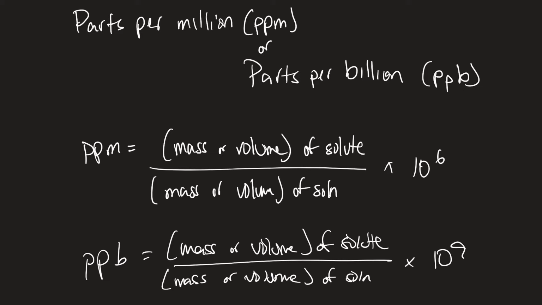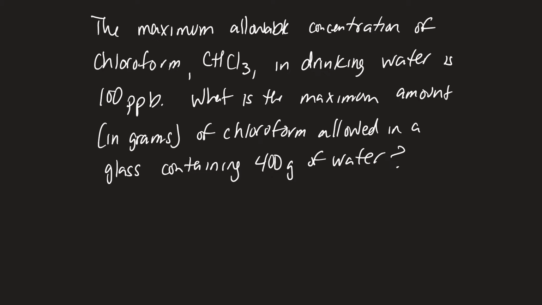Let's look at an example problem. The maximum allowable concentration of chloroform, CHCl3, in drinking water is 100 parts per billion. What is the maximum amount in grams of chloroform allowed in a glass containing 400 grams of water?